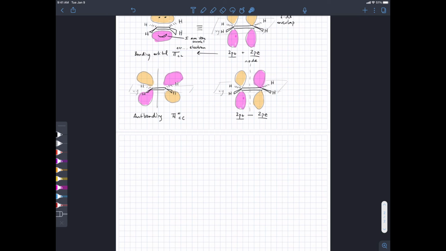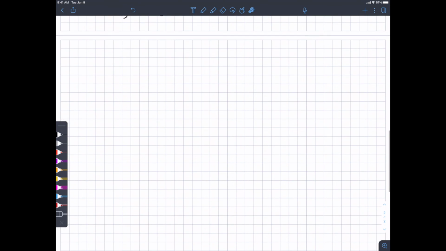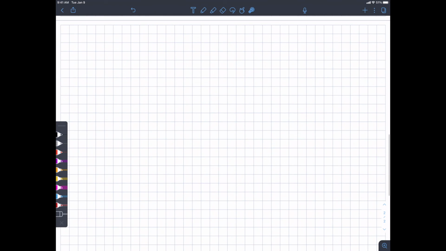I want to now look at some other organic molecules, and we're going to go through and talk about where each of the bonds might be relative in energy to each other. All right? So let's do something boring and simple. Water.